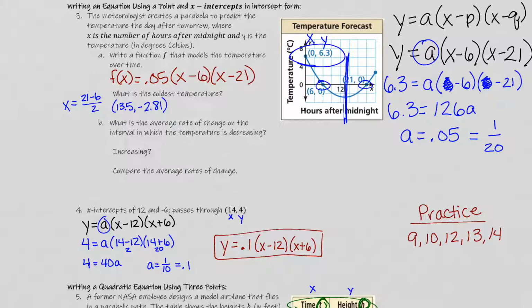So the temperature is the y value. So the coldest it gets is that bottom point, which is the y value of my vertex, okay? So the coldest temperature is negative 2.81 degrees Celsius.